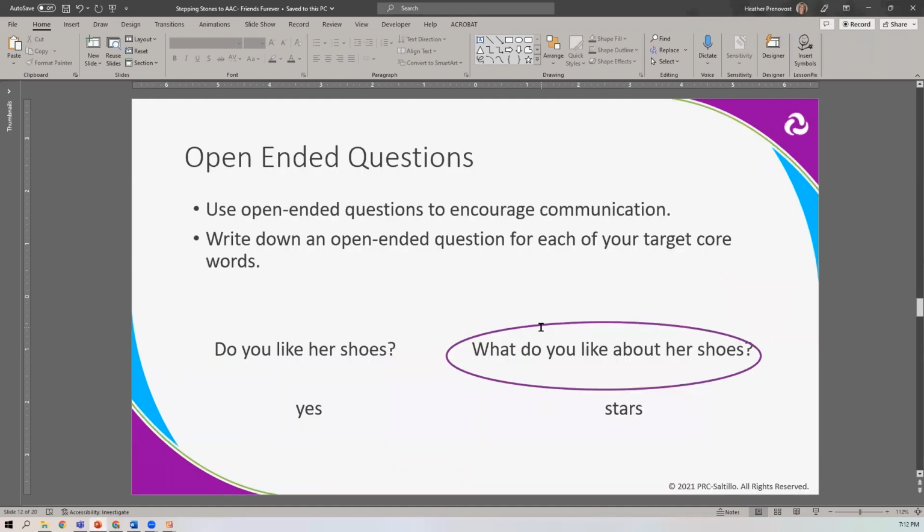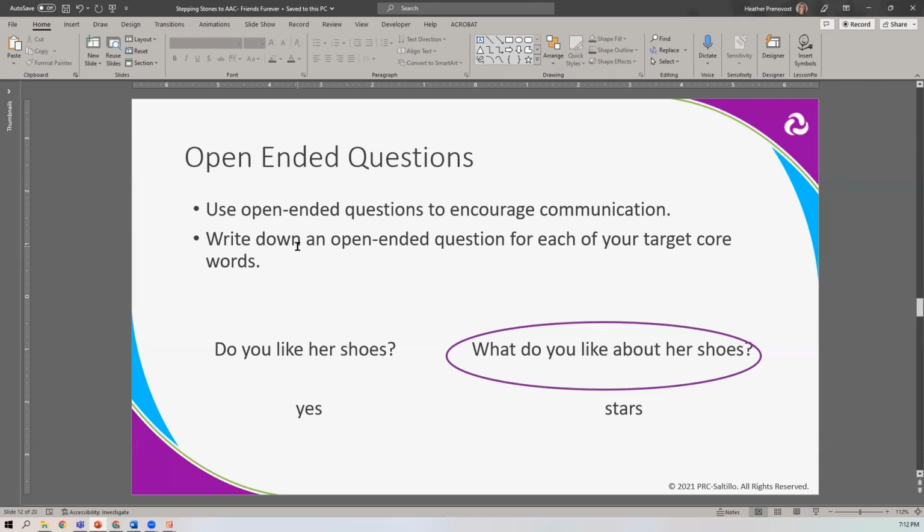Oh, you're going to see the answer to this because I didn't go back into presentation mode. So, all right. The next step, after we picked our words, is those open-ended questions. And we really advise using open-ended questions because they encourage communication. There's not this cutoff of, yep, I answered it. It encourages us to keep going with communication.